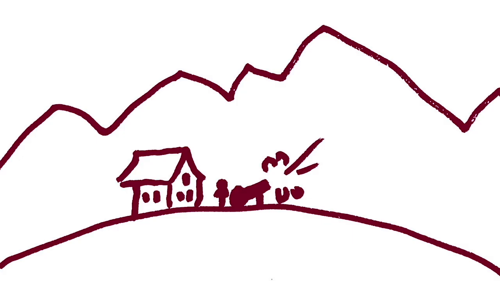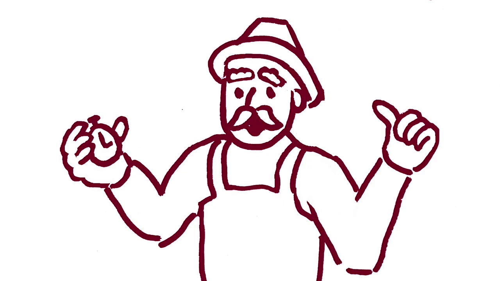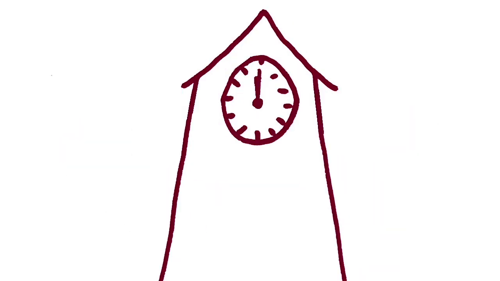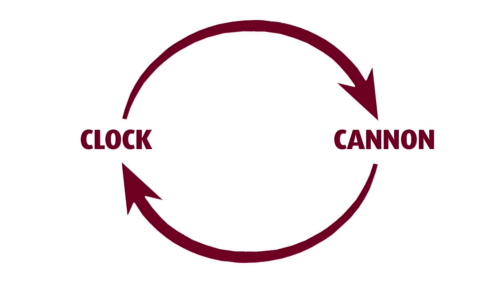Intrigued, the traveler went to talk to the man on the hill. "How do you know the right time to set off your cannon every evening?" "That is easy," said the cannon master. "Every day I go down to the village. There is a wonderful clock tower there. I reset my watch every day at noon from that clock." Can you see the problem with this?